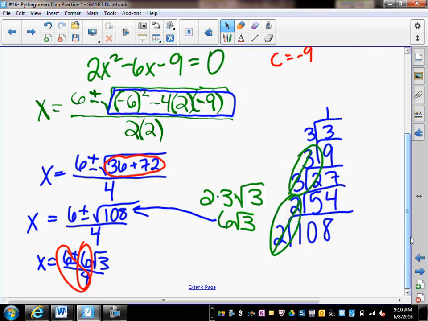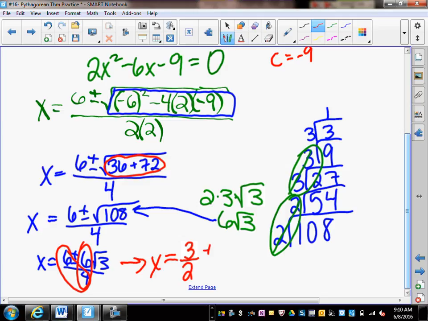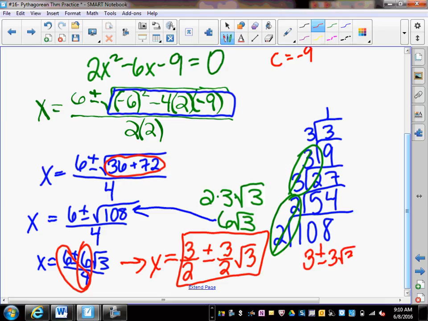Alright, so then we get x equals 6 over 2 reduces down to 3. Plus or minus, and 6 over 2 reduces down to 3. Or the preferred way to write it, since they're the same denominator, would be 3 plus or minus 3 root 2 over 2. Either way is acceptable. And then you're finally done.